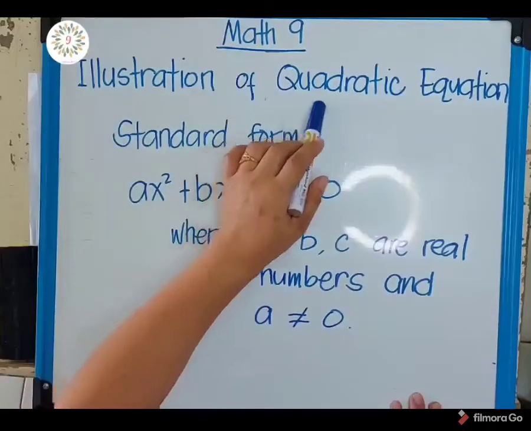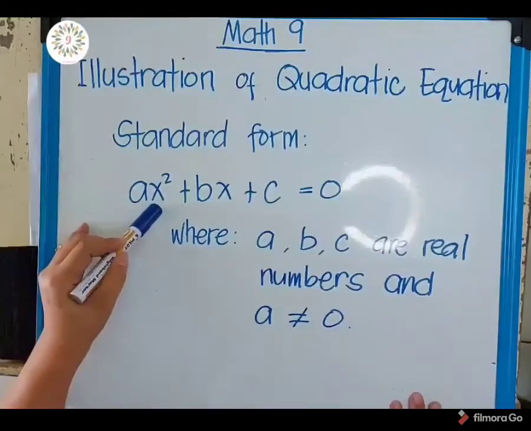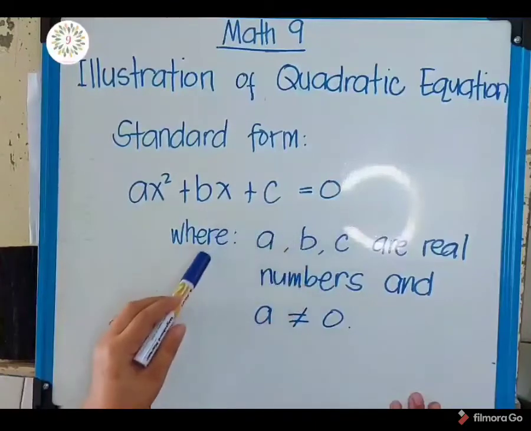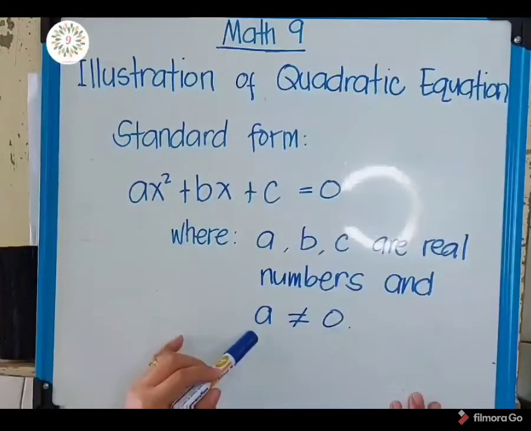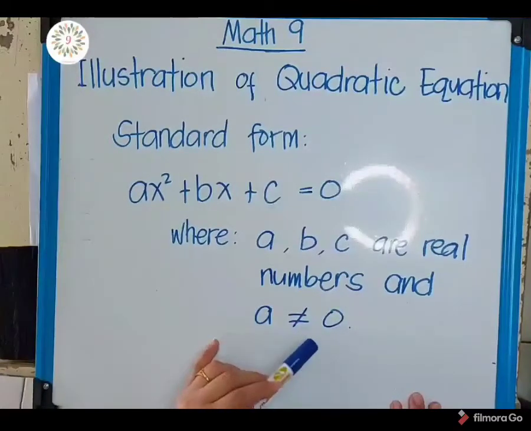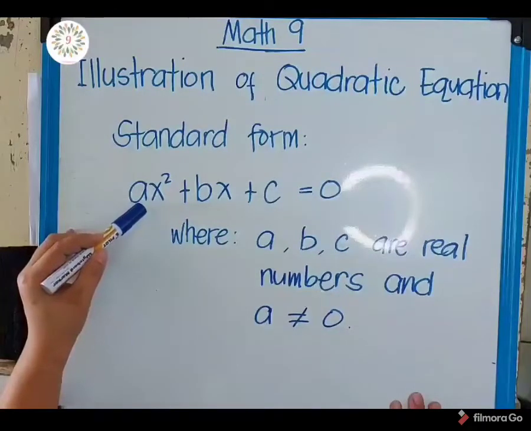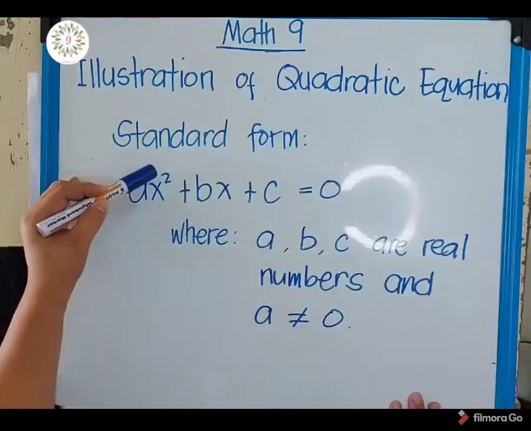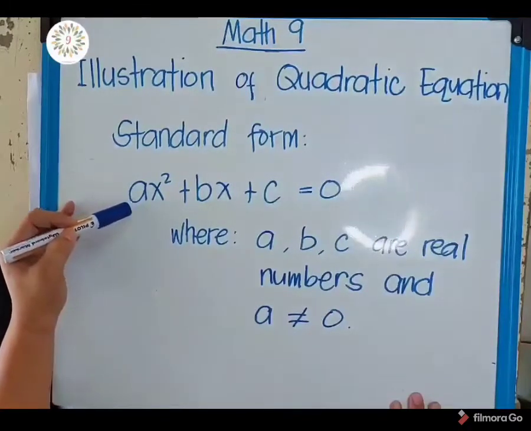Take note that a quadratic equation has a standard form of ax squared plus bx plus c equal to 0, where a, b, c are real numbers and a should not be equal to 0. The highest degree of a standard quadratic equation is 2, or it always has an exponent of 2. If the exponent is less than or greater than 2, then that is not a quadratic equation.